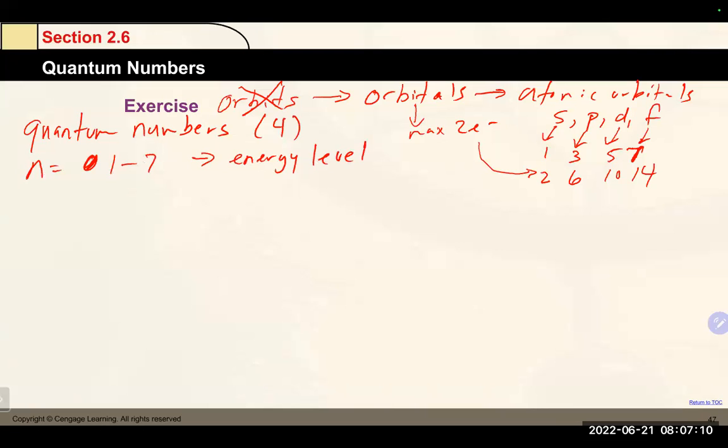With n equals 1 being the ground state, which is the lowest in energy and the closest to the nucleus, anything above n equals 1 is considered an excited state, higher in energy and further away from the nucleus.